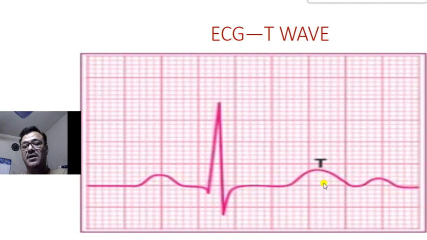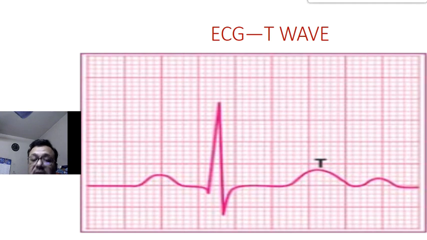The tip is rounded. Look closely. Its height is usually more than 2 millimeters. It represents ventricular repolarization. In the standard limb leads it is less than 5 millimeters, and in the chest leads it is less than 10 millimeters. Usually it is more than 2 millimeters in height.